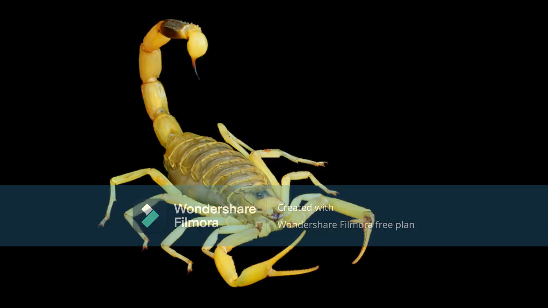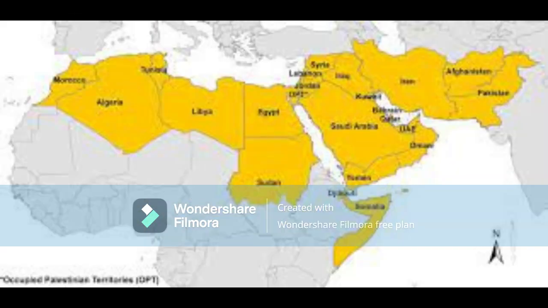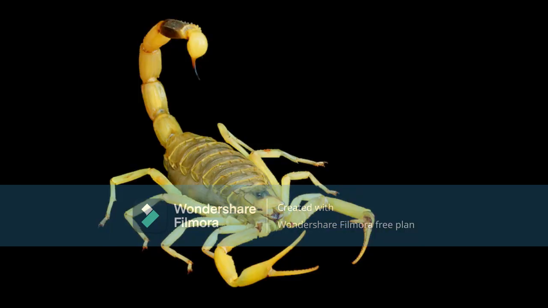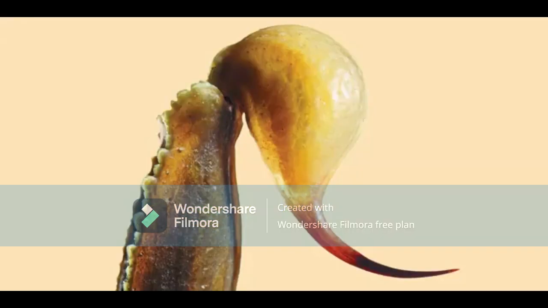One of the most deadly species of scorpions, the deathstalker scorpion, live in Africa and the Middle East. It uses its highly toxic venom to kill insects and other small animals. It uses its sting to defend itself from attacks from animals and other insects.